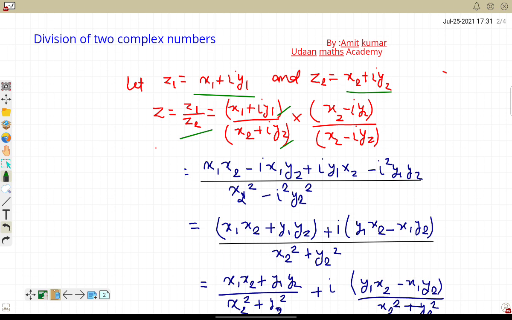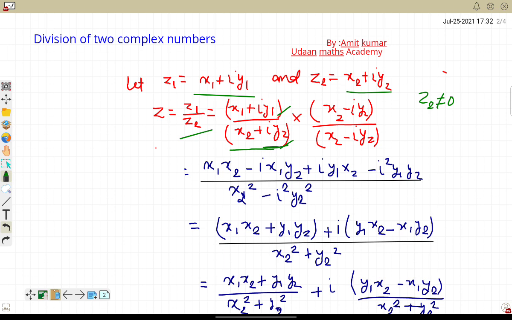We can write here that z2 must not be equal to 0. We can't take the value of z2 equal to 0, because then this one is not defined. Next, we need to write the resultant value in the form of x plus iota y, but in the numerator we have some imaginary value, as well as in the denominator. So how can we eliminate this iota value from the denominator?